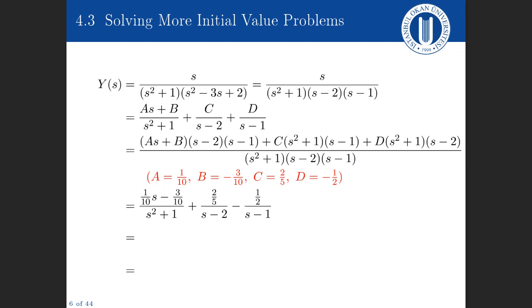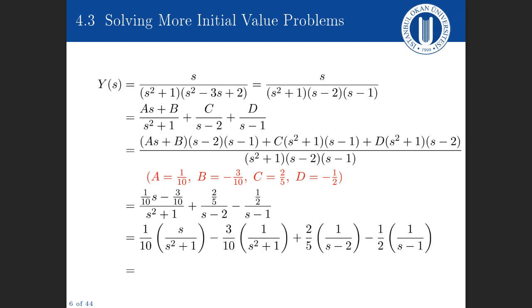I want to write this in a form of terms that we can find on our table of elementary Laplace transforms. So I'm going to split it up like this. 1 over 10 multiplied by s over s squared plus 1, because s over s squared plus 1 I can find on the table of elementary Laplace transforms. And then minus 3 over 10, 1 over s squared plus 1, I can find that on the table. Plus 2 over 5, 1 over s minus 2, I could find that. Minus a half, 1 over s minus 1. I can find 1 over s minus 1 on the table of elementary Laplace transforms.